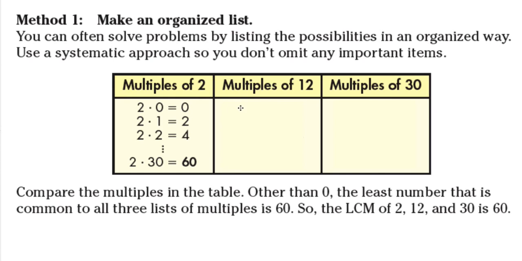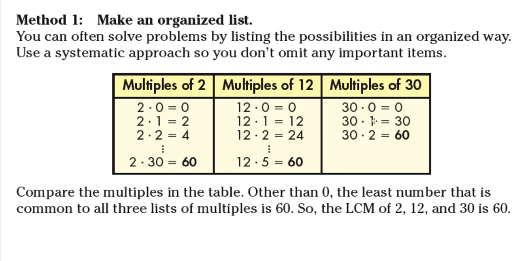Multiples of 12: any whole number multiplied by 12 will be its multiple, and one of them, of course, will be 0. 12 times 1, 12 times 2, 12 times 5, which is 60. And multiples of 30, same thing. 30 times 0, 30 times 1, 30 times 2, which is 60.